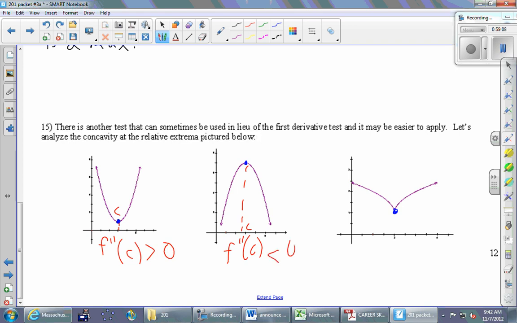F double prime of this C is negative because that function is concave down. F double prime at this C. Now, yeah, so maybe it's a 0. So what's going on to the left of the C? It's concave down, and then to the right, it's concave down. But it doesn't matter what's going on left or right, I'm just trying to get a sense. So does that mean at C, it's also concave down?